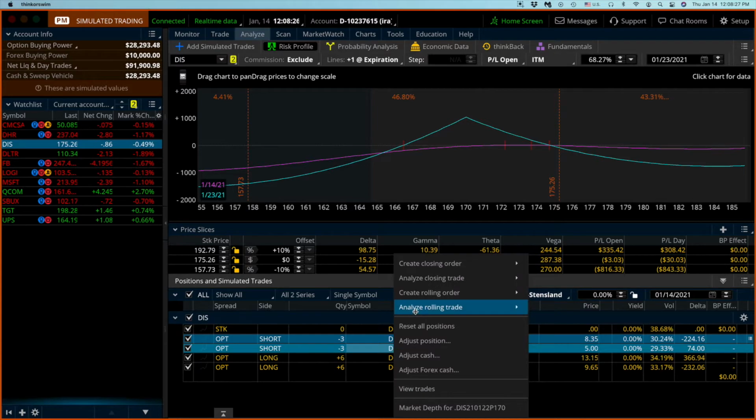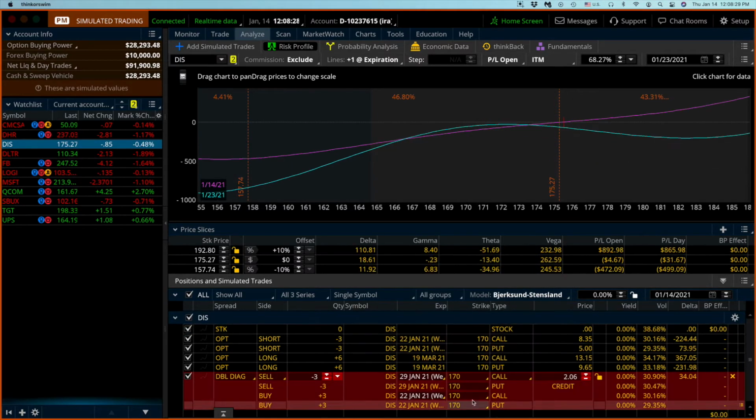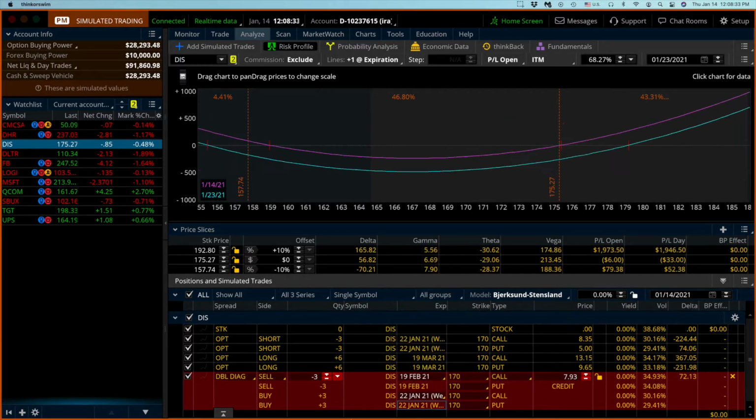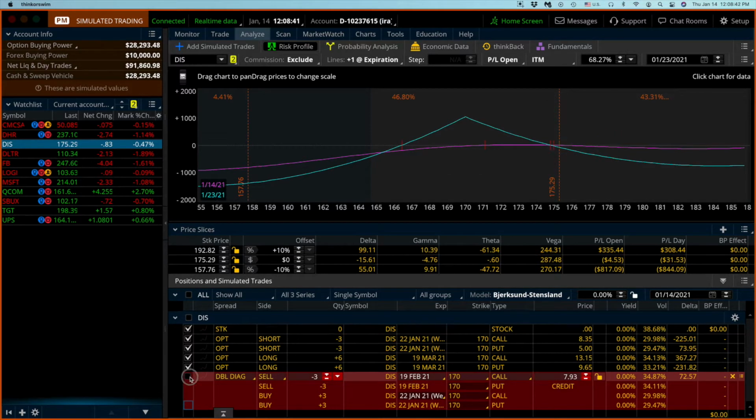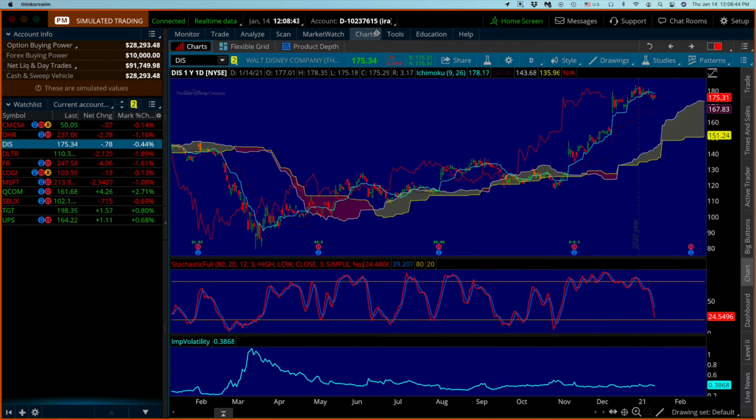Analyze rolling. And we can do it to February the 19th. And that makes our trade quite bullish here, delta positive. Without doing anything, it's delta negative. Okay? I think it's too early for a delta positive.